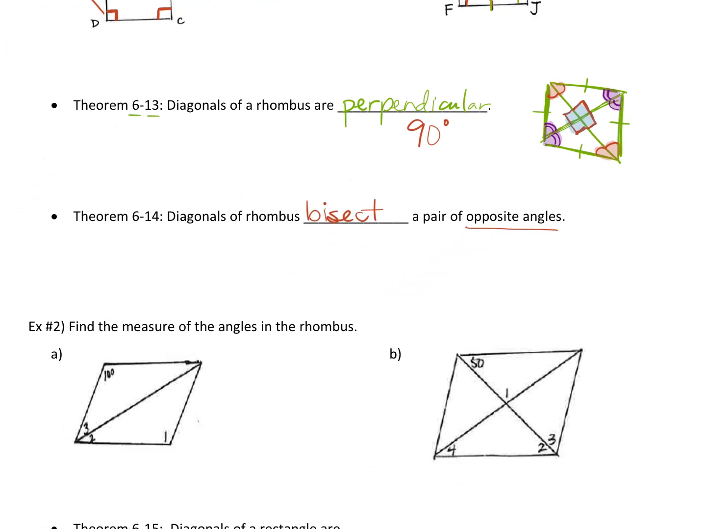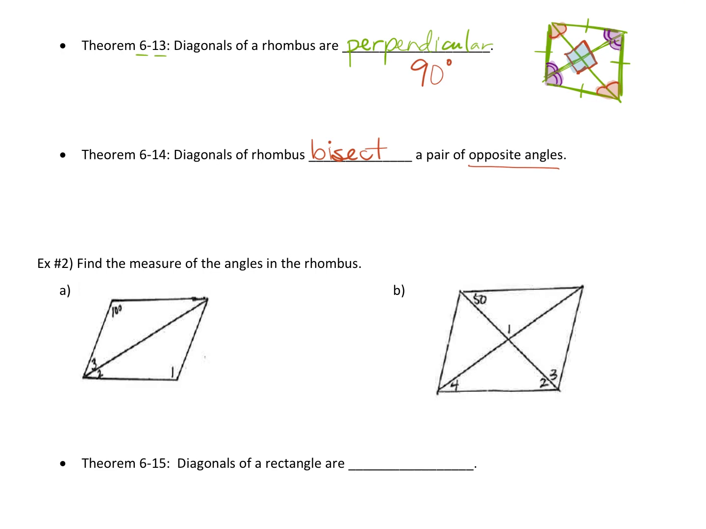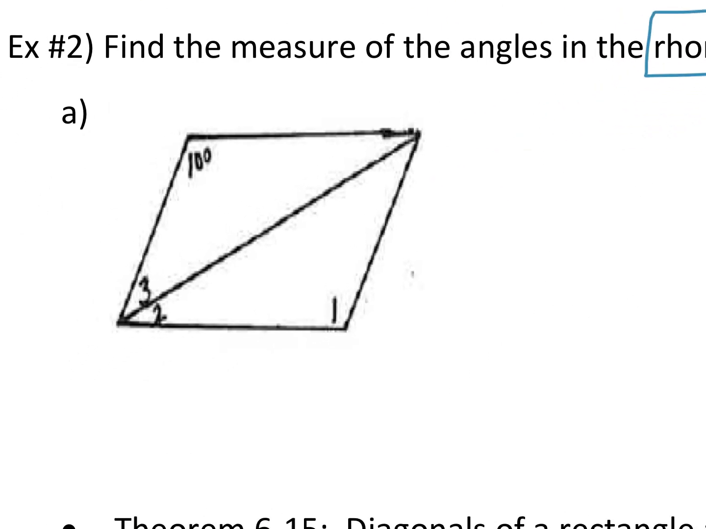Okay, so let's take a look at these pictures and see if we can figure out what the measures of our angles will be. So they tell us in the problem that this is a rhombus. What do you know about a rhombus? What's the definition of a rhombus? It's a parallelogram with 4 congruent sides. Okay, so all of these are congruent. We know that. It's a parallelogram, right? So what is the measure of angle 1? 100. Opposite angles in a parallelogram are congruent. So this one is going to be 100 because this one's 100, right? Those 2 angles are going to be the same.